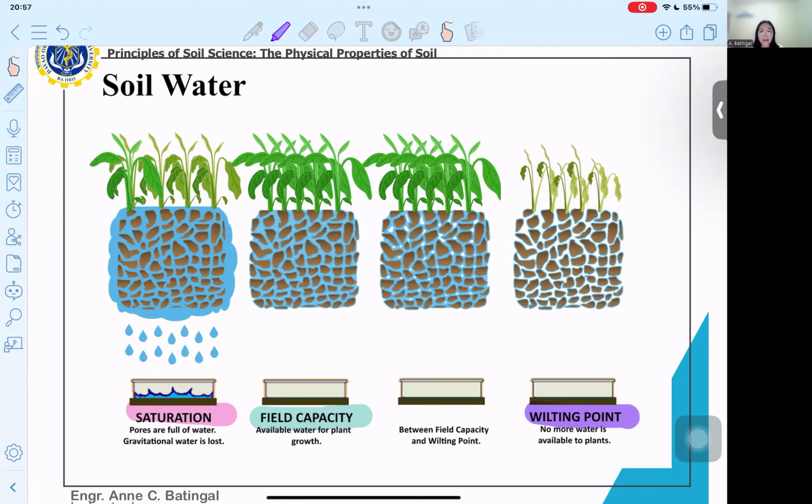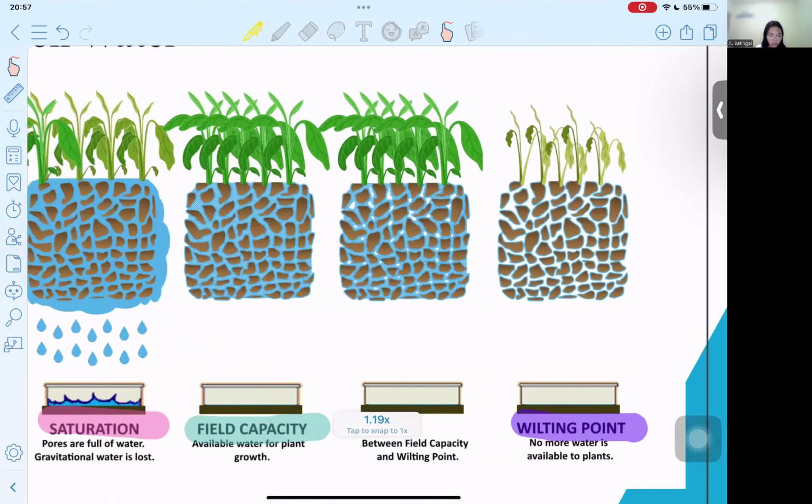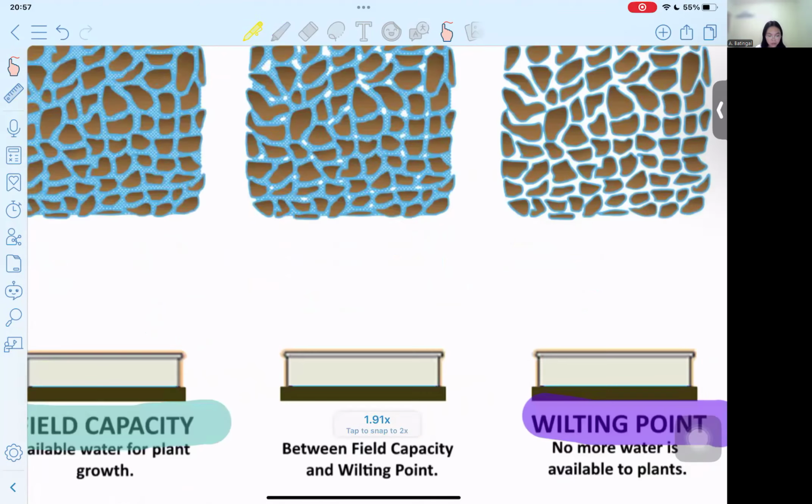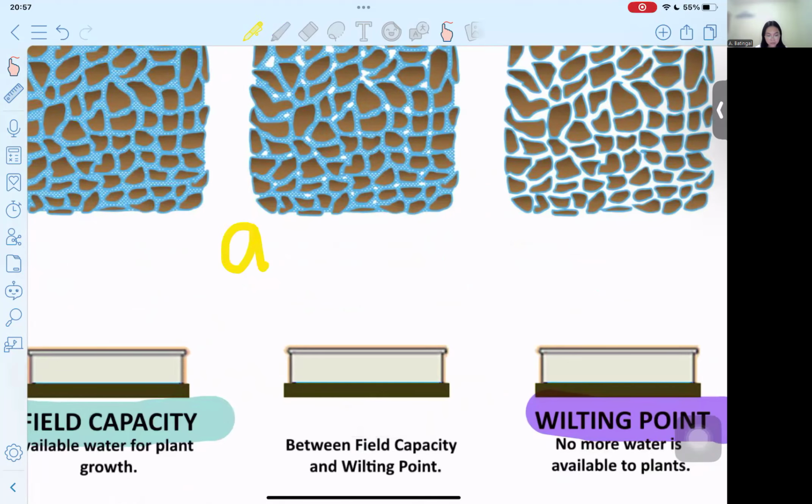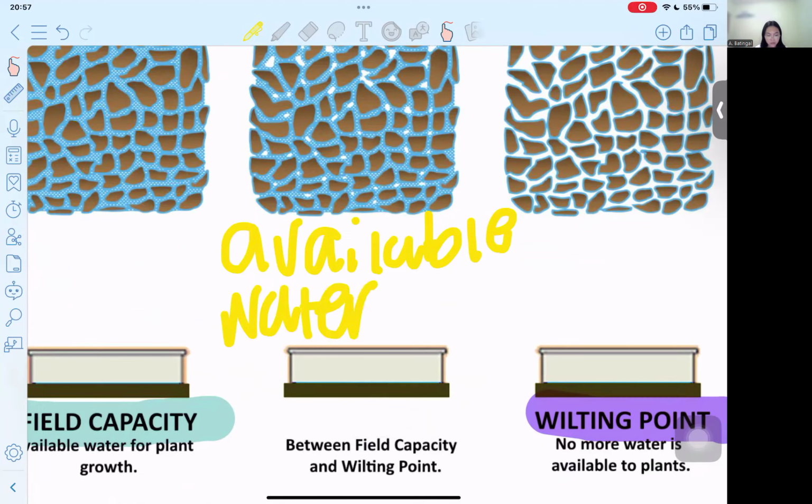So, field capacity is the ideal. Wilting point is not the ideal. So what is in between your field capacity and your wilting point? In between your field capacity and your wilting point, that's what we call your available water content.